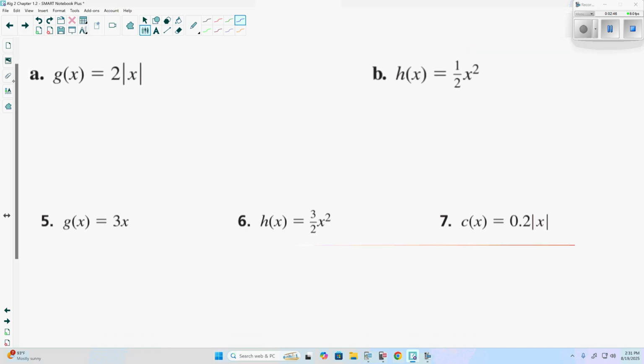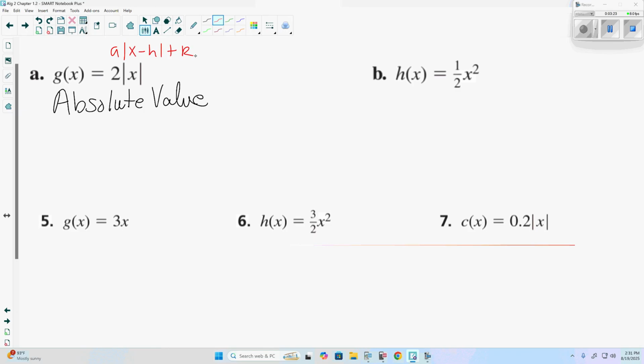So if we look at this first one here, g of x is equal to 2 times the absolute value of x. Well, the parent function is the absolute value because we're talking about the absolute value function. Does that make sense? Now, if we look at the general form, A times the absolute value of x minus h plus k.